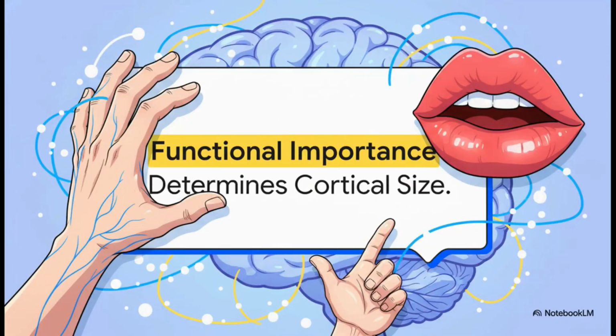So the absolute crucial rule to remember here is simple. Functional importance determines cortical size. Basically, more function equals more cortex. The brain allocates its territory based on processing power and precision, not the tape measure size of the organ. Inside your brain, your lips and fingers are absolute giants, strictly because of what they do, not how big they are.